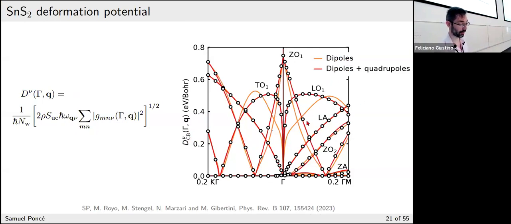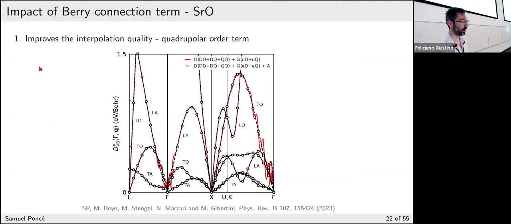So you can see that, in particular, this LO mode is really badly described if you don't use quadrupole. So it's very important. Now, what about the Berry connection term? This depends on the material. In particular, strontium oxide is a bit particular because by symmetry, the quadrupoles are zero. This is one of the few materials that have zero quadrupole.